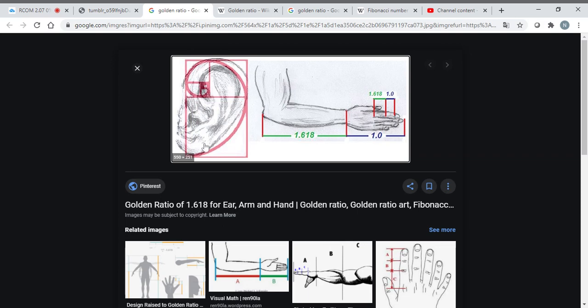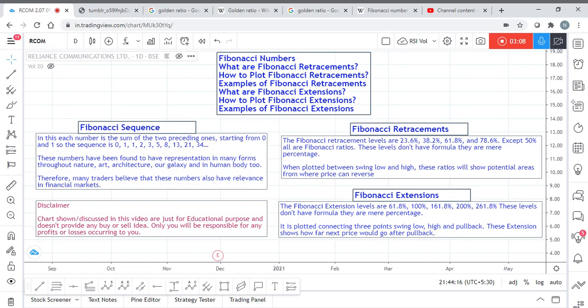Similarly, one of the things derived from Fibonacci is the golden ratio. We'll talk about that more later on. It is also said to be present in the human body. So all these things point to the fact that Fibonacci is very useful in the financial markets as well, and let's check how we can use them.